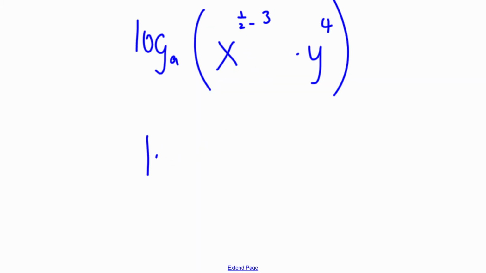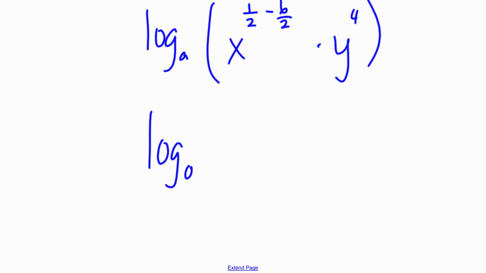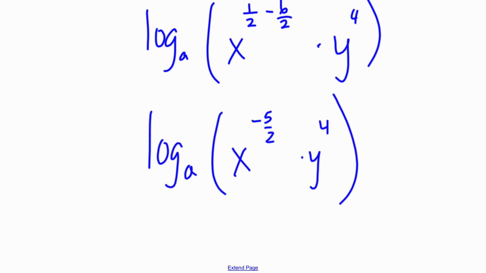Okay, now I guess you could do that on your calculator, just 1/2 minus 3, or you could change them to the same denominator. So I have a 1/2 minus, if I change 3 to halves, it would be 6/2. 6/2 is 3, so I'm not changing this number at all. It's the same thing, except now I have a common denominator I can subtract, times y to the 4th. And then, lastly, subtract those two. So a 1/2 minus 6/2 would be x to the negative 5/2 times y to the 4th.